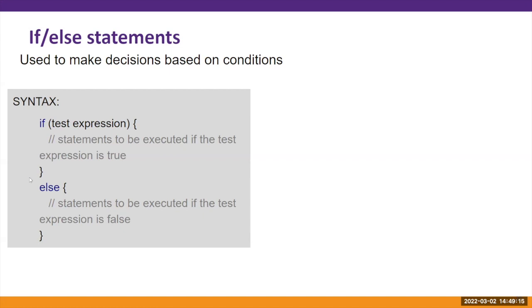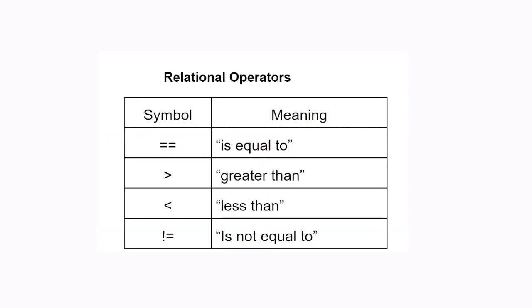If, however, the test expression evaluates to be false, then the code written within the if portion of the if-else statement will be skipped over, and only the code that's written within the else block of the if-else statement between these two curly brackets will be executed. Within the test expression, you will be using a relational operator to compare one value against another. So I've shown a few here.